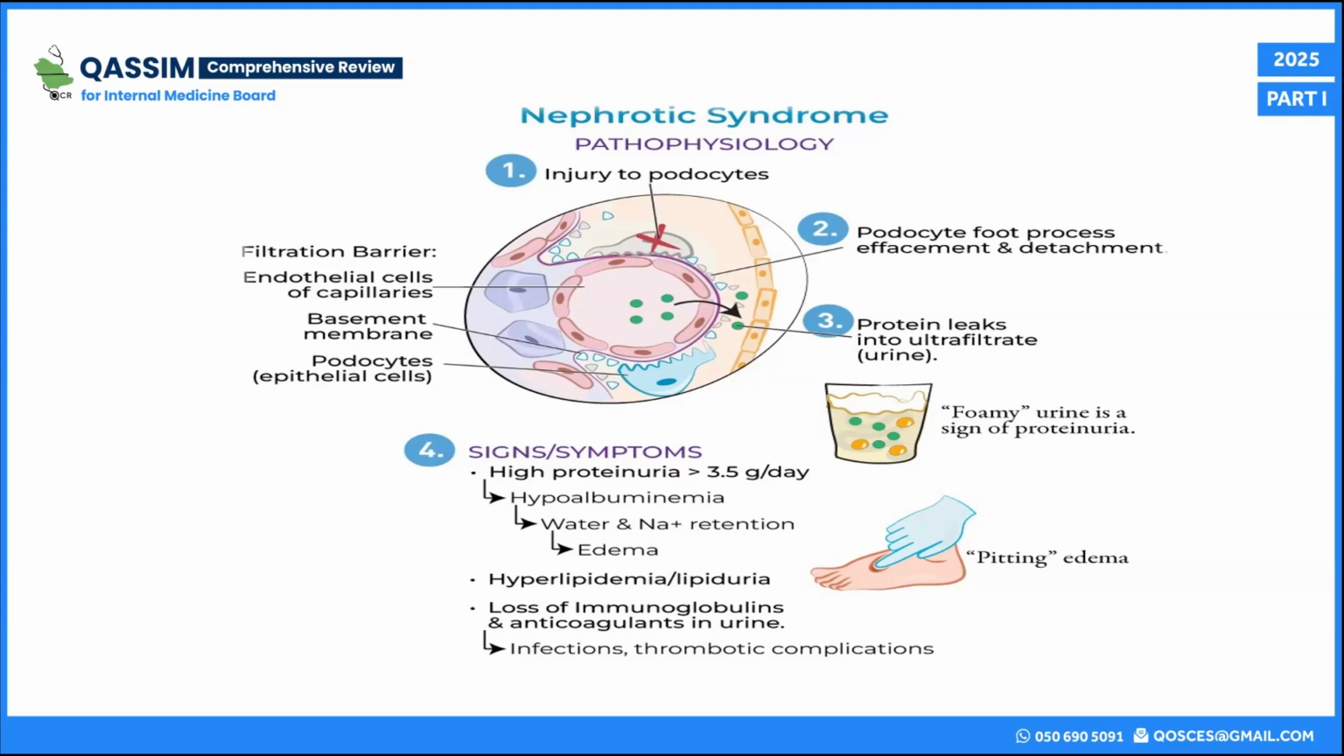Another issue the patient with nephrotic syndrome will have is risk of thrombosis. Why? Because he is losing protein S, protein C and antithrombin 3 in the urine. So he'll be at risk of thrombosis, as well as risk of infection because he will have hypogammaglobulinemia.